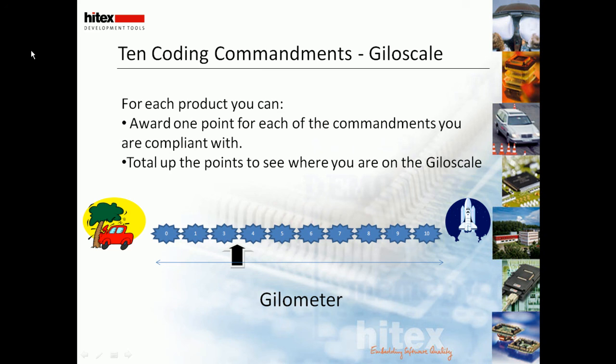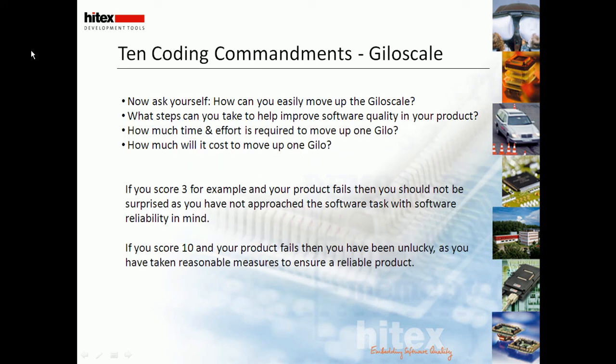However, if you design a product and that product goes out into the field and you've only scored 4 points on the Giles Scale, and if that product then subsequently fails due to software problems, then you can't really be surprised, as you've not really put any real effort into ensuring that you have no software bugs within your code. However, if you were to score 10 and your product was to fail, then you have indeed been unlucky, because you have spent a lot of time and effort in trying to resolve the bugs that are present in your system.